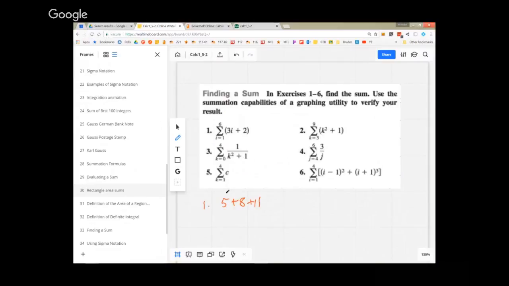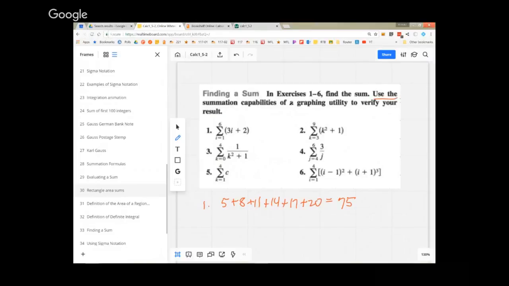So we got 14, 17, and let's just do 6: 3 times 6 is 18, plus 2 is 20. Okay, let's add those up. 5 plus 8 is 13, 24, 38, 55, 75 is the answer.